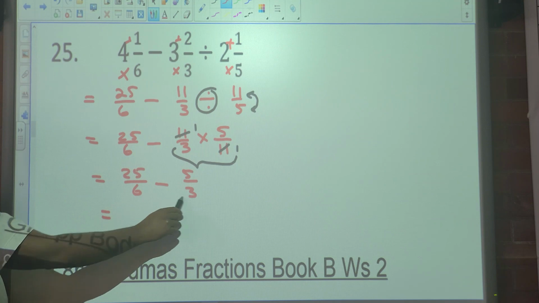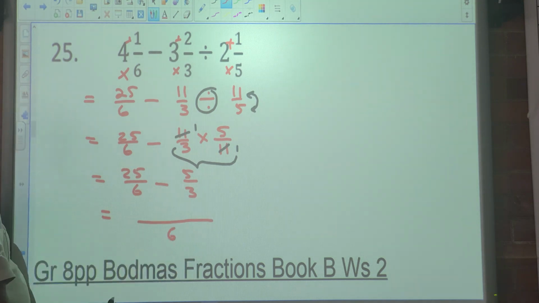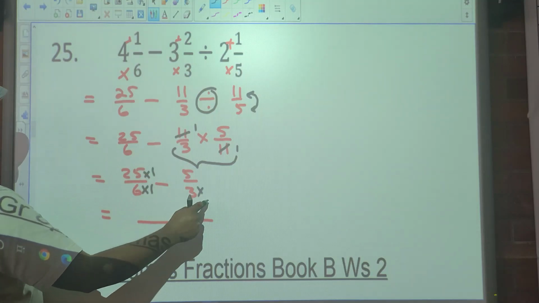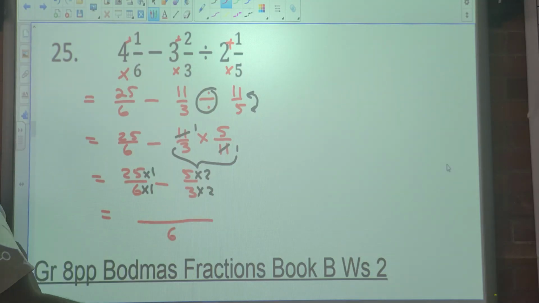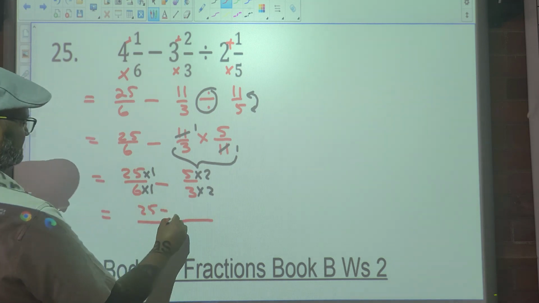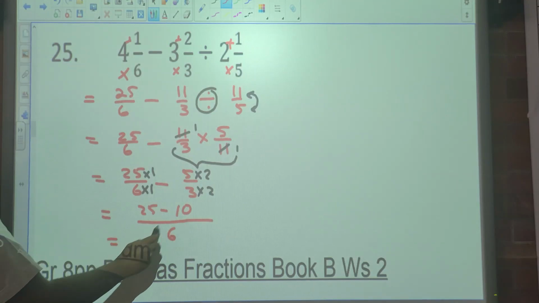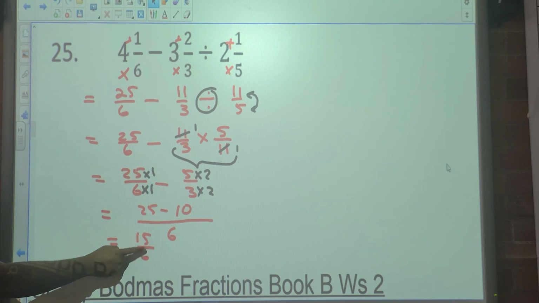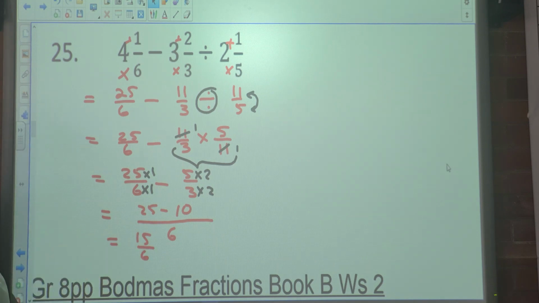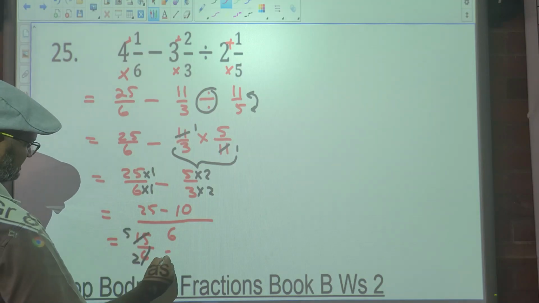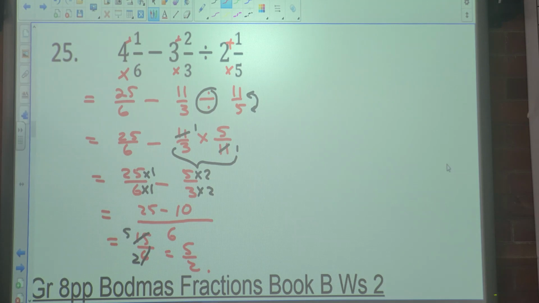What's your LCM here? 6. So 6 must be multiplied by 1, 3 by 2. 25 times 1 is 25 minus 10. Yes? 25 minus 10 is 15 over 6. Well, what do we notice here? 3 can go into both, not so? So 3 goes into 6 twice, 3 going into 15, 5 times. So the answer is 5 over 2, or 2 and a half.